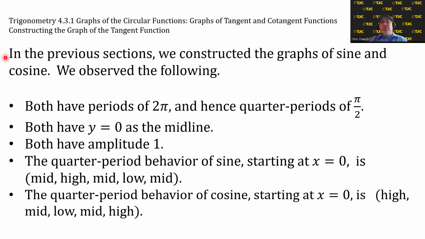In the previous sections, we constructed the graphs of sine and cosine. We observe the following. Both have periods of 2 pi, and hence quarter periods of pi over 2. Both have y equals 0 as the midline. Both have amplitude of 1 above and below the midline. The quarter period behavior of sine starting at x equals 0 is middle, high, middle, low, middle. And the quarter period behavior of cosine starting at x equals 0 is high, middle, low, middle, high.